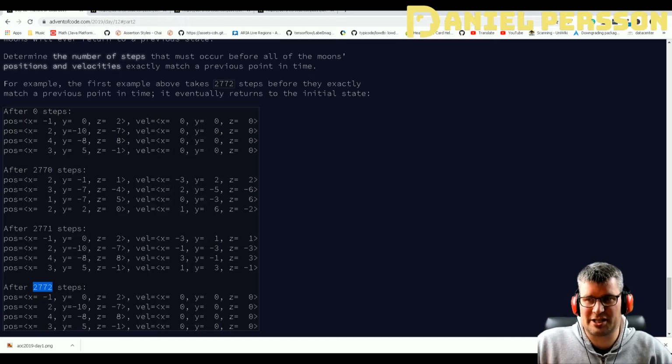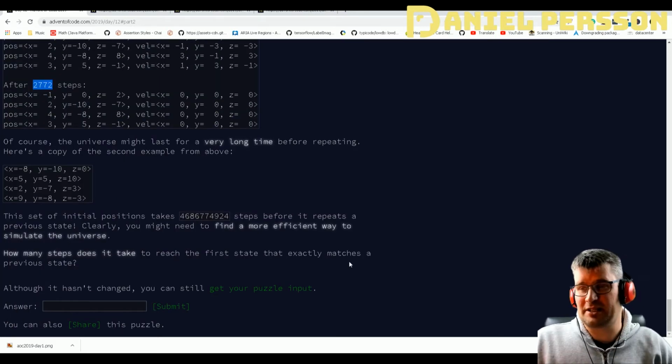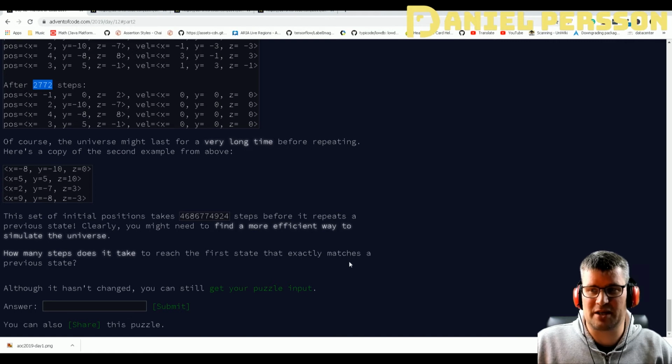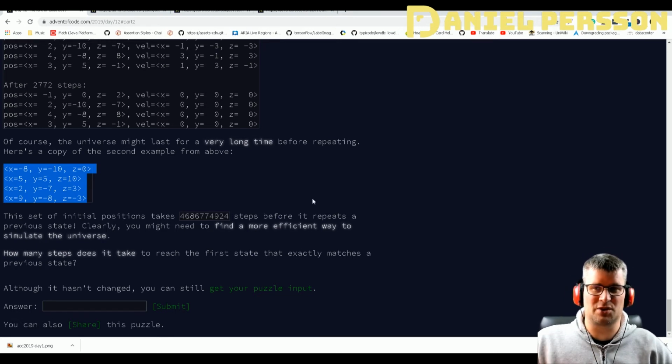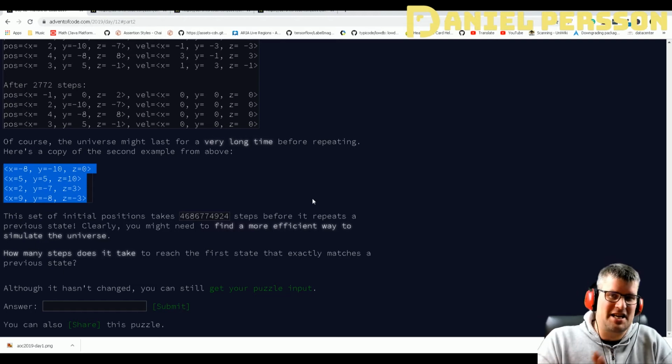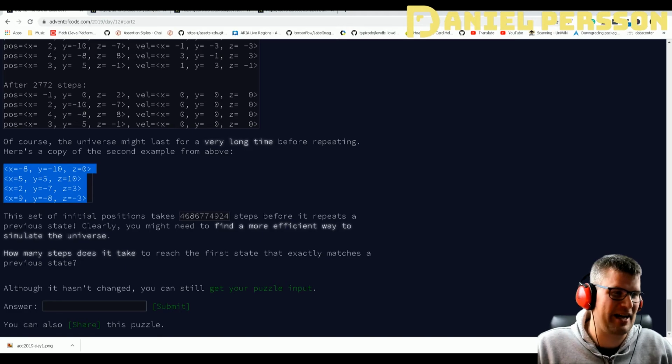So I will try to implement that one and see if I get that to work. And if it works, then I will try it with the larger sample. Hopefully that will work, because they also say that if we do this with the other example that we had, it would take a lot of steps. So it might not be the most efficient way to simulate the universe. Maybe there can be a simpler way. But I will try to do this the mechanical way and see how far I get. Perhaps it takes too long. We'll see. I'll be back.